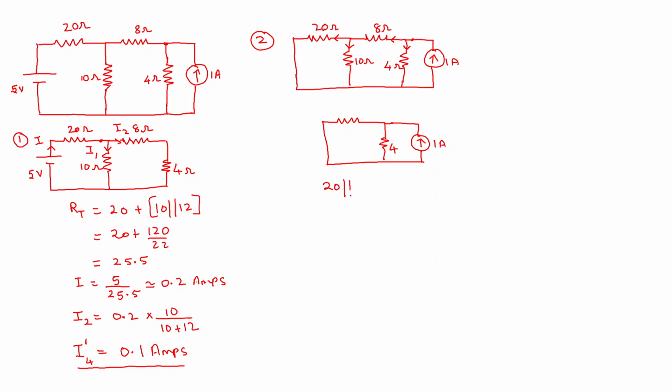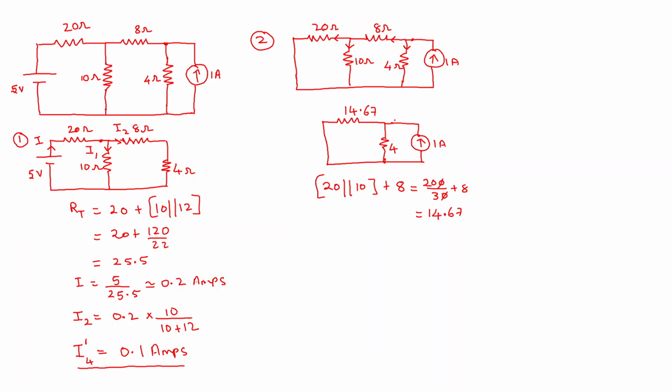20 parallel with 10 in series with 8, that means plus 8, which is equal to 20 into 10, that is 200 divided by 20 plus 10, 30 plus 8, which is equal to 14.67. So this resistance is 14.67. I am clubbing other resistances, and I would like to only find current through 4 ohms. So other resistances I will combine into a single one so that I can use a current division rule to find what is the current through this 4 ohms.